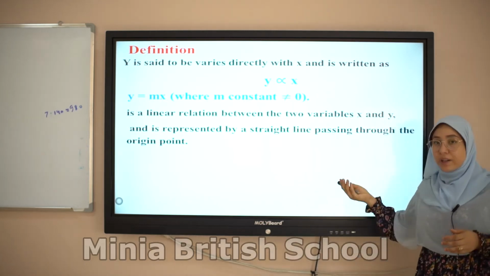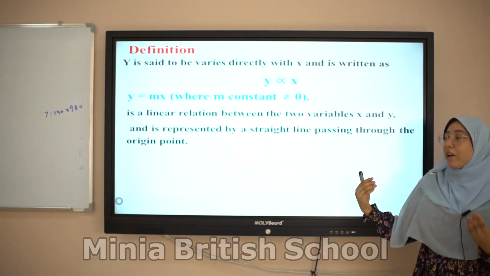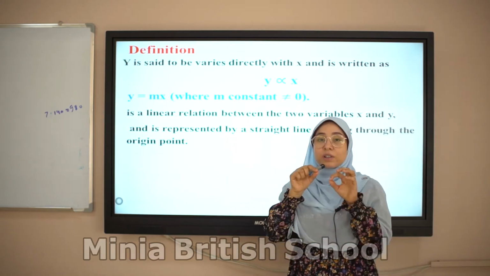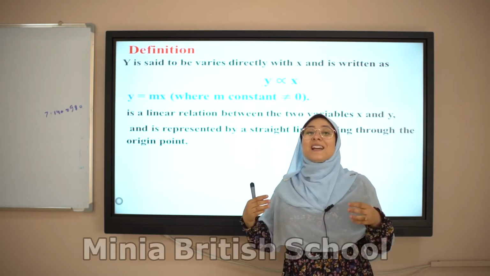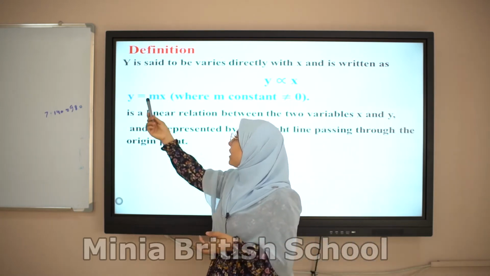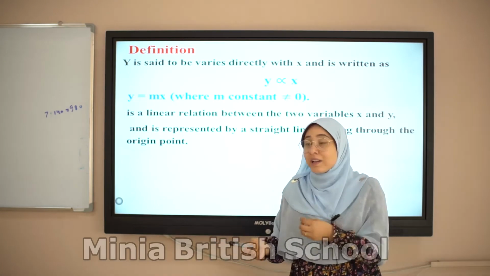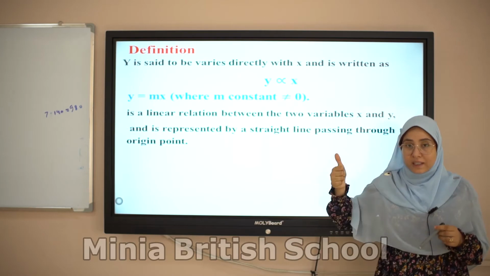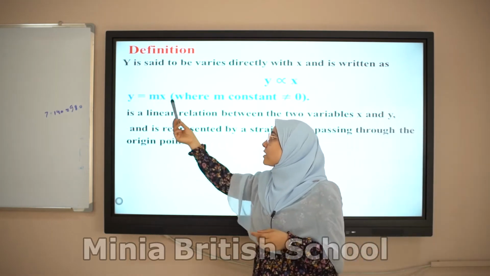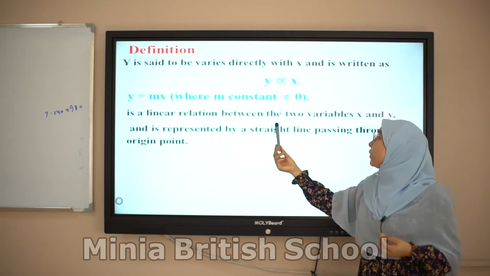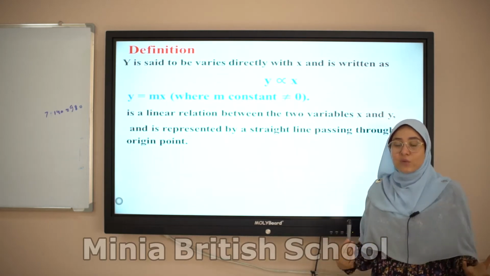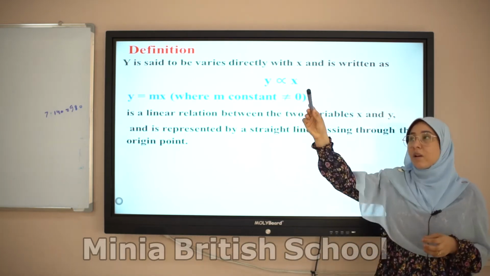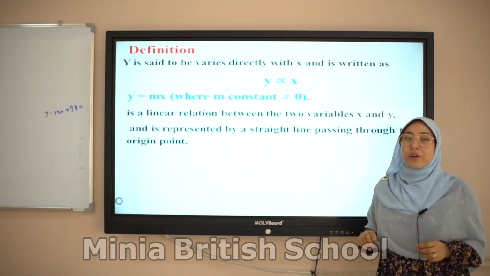Now, I said before in the previous figure, the relation is represented by a straight line passing through the origin point. Because it is a linear relation. So y equals mx is a linear relation between two variables in the first degree, x and y, and it is represented by a straight line passing through the origin point.